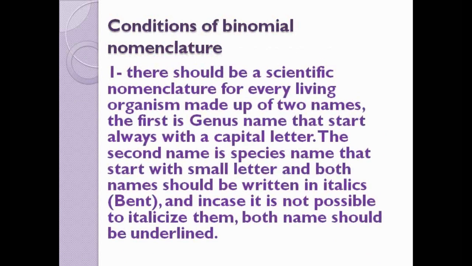Conditions of binomial nomenclature. Number 1. There should be a scientific nomenclature for every living organism made up of two names. The first is the genus name that starts always with a capital letter. The second name is the species name that starts with a small letter, and both names should be written in italics. And in case it is not possible to italicize them, both names should be underlined.